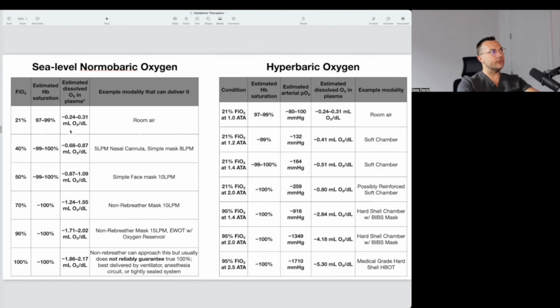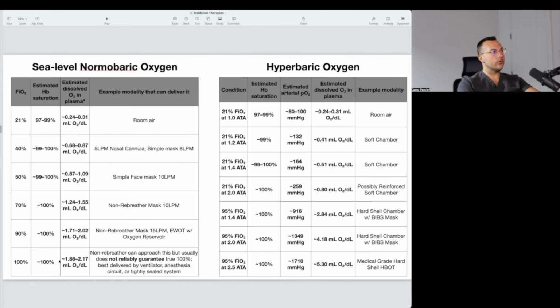What is going to be moving the needle for us is the amount of dissolved oxygen in plasma. And that's here measured in milliliters of oxygen per deciliter of blood. So we see here that at 21% oxygen or room air, under normal pressure, we're dissolving somewhere between 0.24 and 0.31 mLs per deciliter of blood. As we increase the amount of oxygen delivered or inspired, you can see how that ramps up pretty quickly. And by the time we get to 90 or 100% oxygen, we are darn near 10x, 8 to 10x where you would be at if you were breathing in normal air.